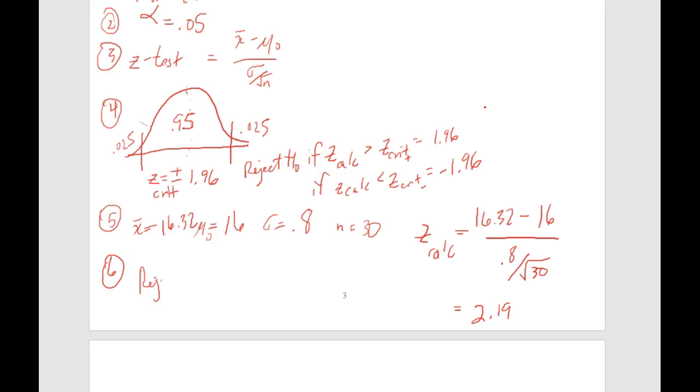So then our decision is reject H naught because z calc is greater than z crit positive. That's to say that 2.19 is greater than 1.96. And then number 7, I guess I'll just write up here. So what is our managerial decision?